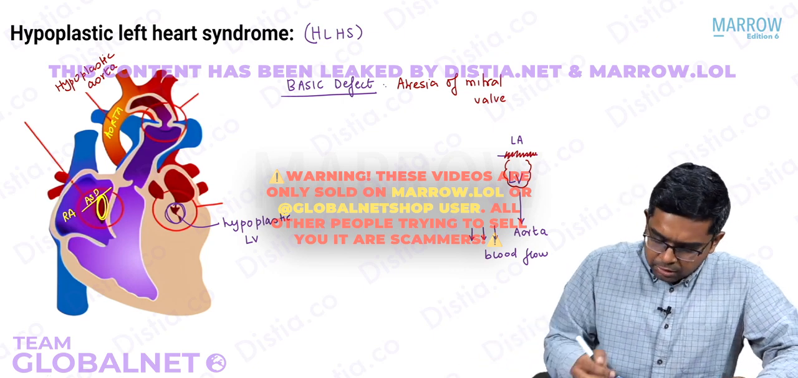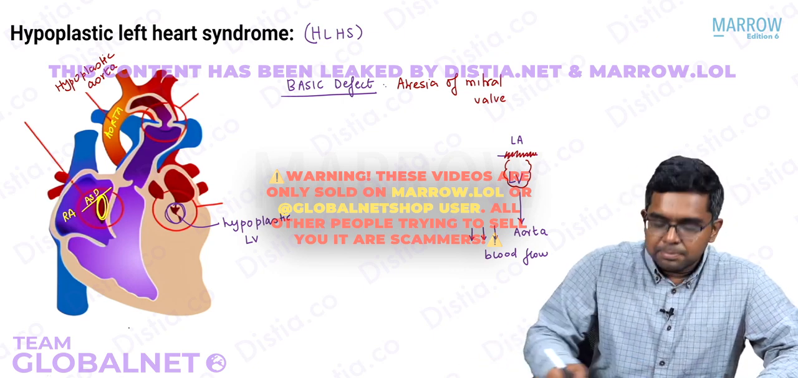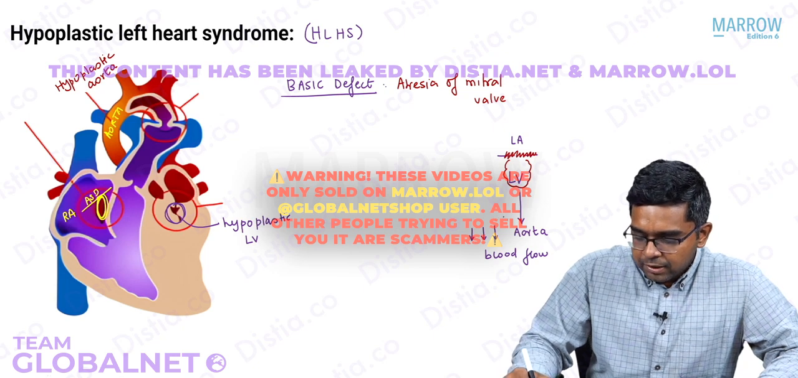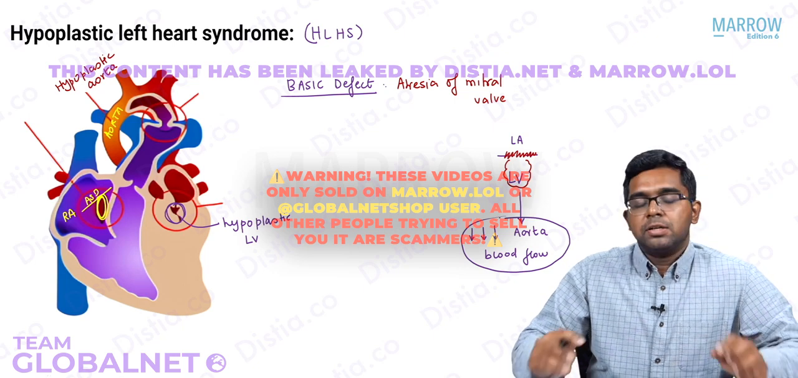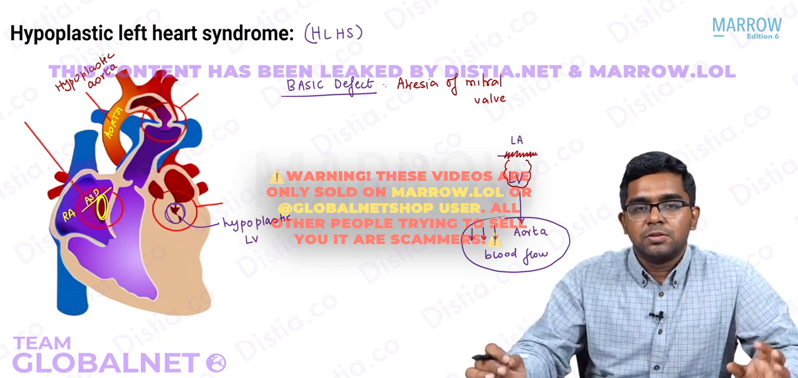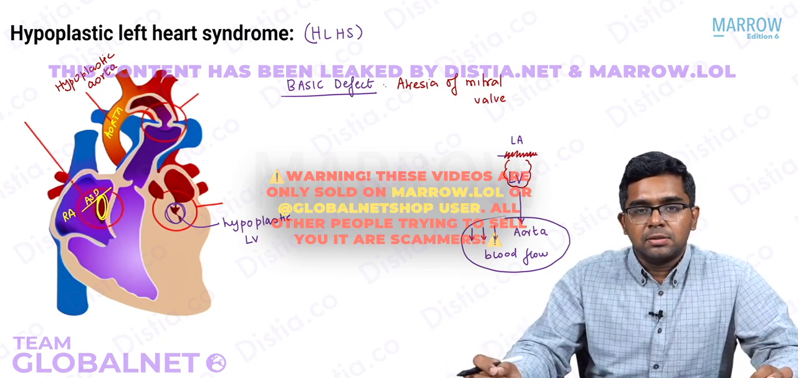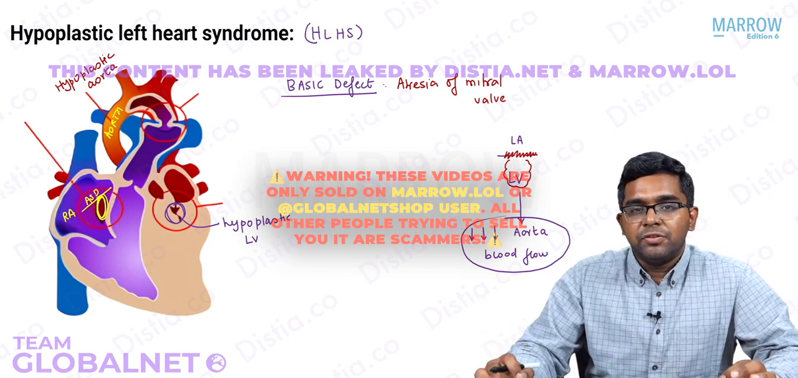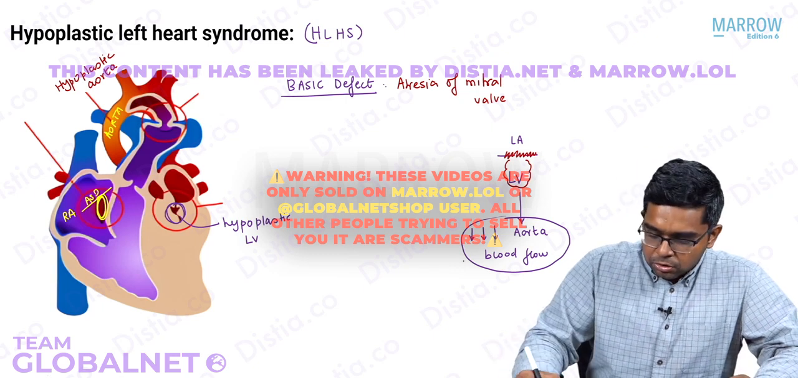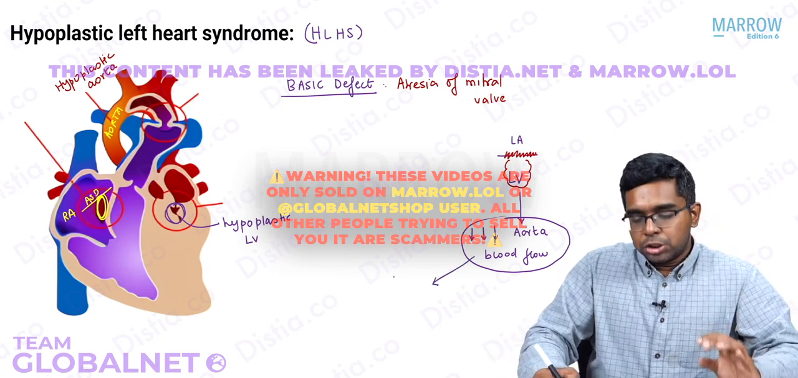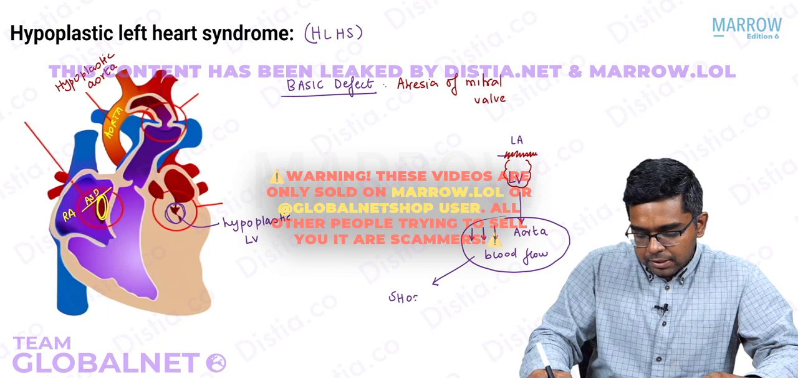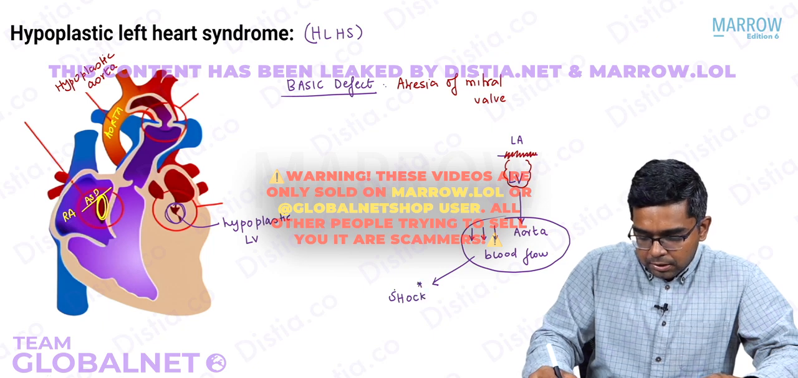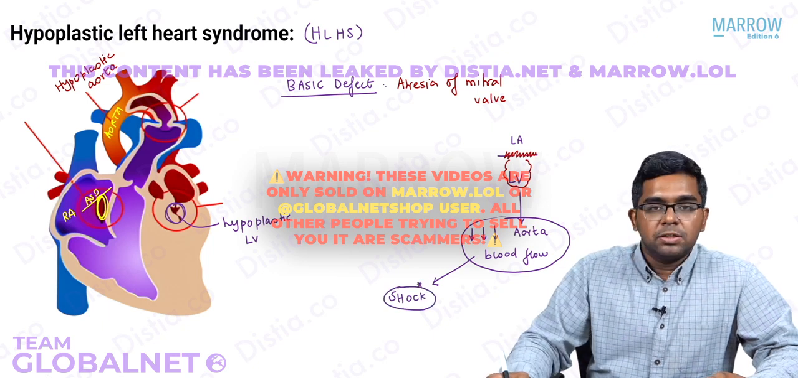Right. Now, what is the main problem in this particular condition? There is very much low amount of blood flowing in the aorta, because of which the systemic circulation gets compromised and the organs and the systems will receive very less amount of blood. So what happens? It results in shock as a presentation. That is a characteristic presentation. In the neonatal period, the child would present with shock.